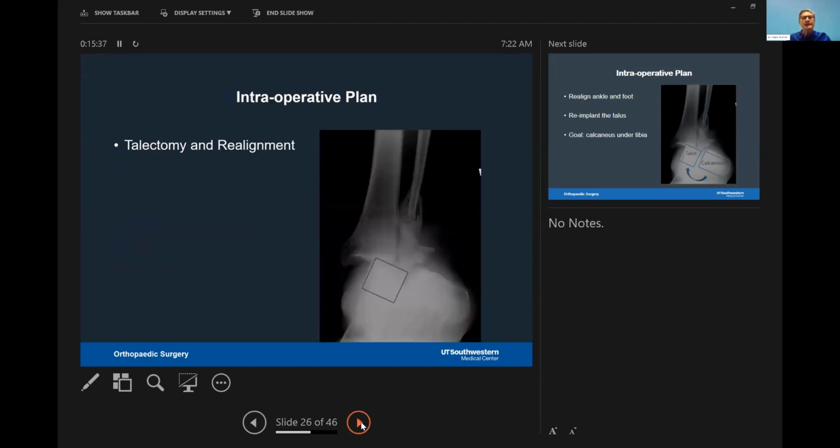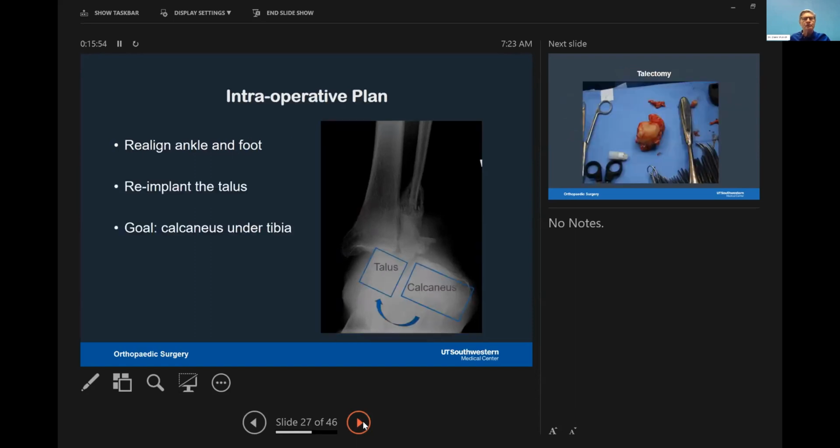So this is his x-ray. And one of the things that I've done as a part of my realignment is I've actually taken his talus out and realigned things. And I learned this when I did pediatric orthopedics in a condition called arthrogryposis, because my goal is to put the calcaneus underneath the tibia.